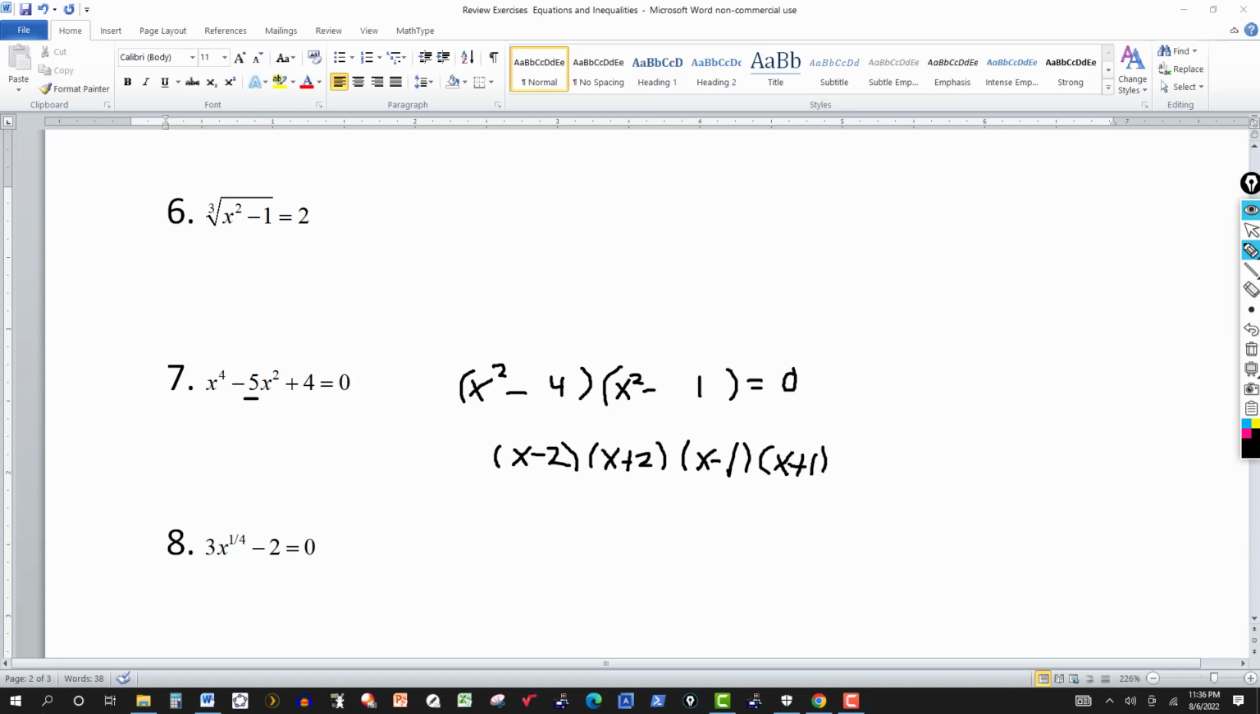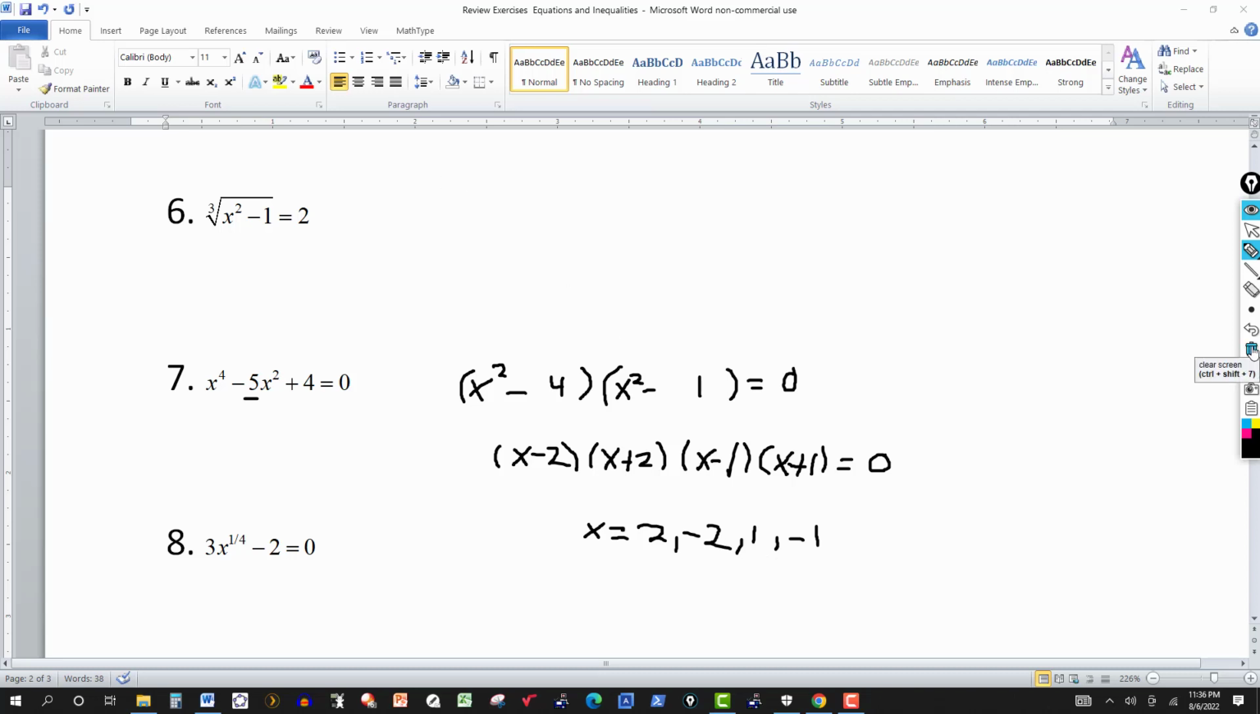So now we can set each factor equal to 0. The product of 2 or more factors is 0 when 1 or all of those factors is 0. So we simply set each factor equal to 0. So you can see that here then, from the first factor, I'm going to get a 2. Second factor, I'll get a negative 2. That'll work. And then the next factor will be 1, and the last one is negative 1. So I get 4 solutions for this one: 2, negative 2, 1, negative 1.